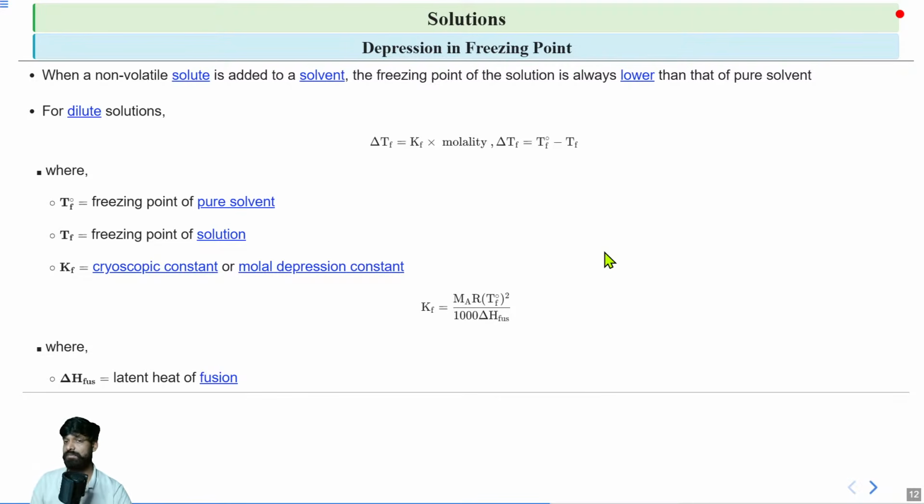Is it clear to all of you? Anyone who has a doubt in this? So can we move further? If you have a doubt, you can just ask it in the comment section.